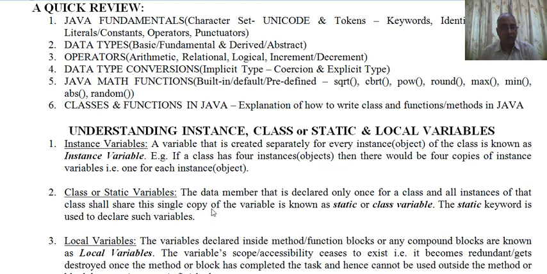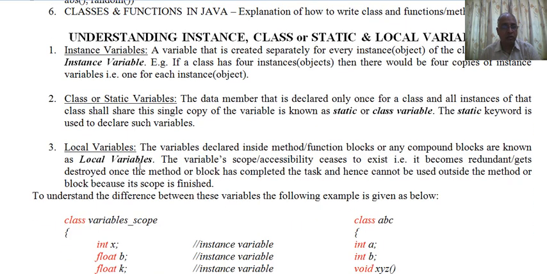Then the local variables, which are also called method variables or function variables. These are the variables which are declared inside the function, method, or any compound blocks. The variable's scope and accessibility ceases to exist, that is, it becomes redundant and gets destroyed once the method or block has completed the task, and hence it cannot be used outside the method or block because its scope is finished.